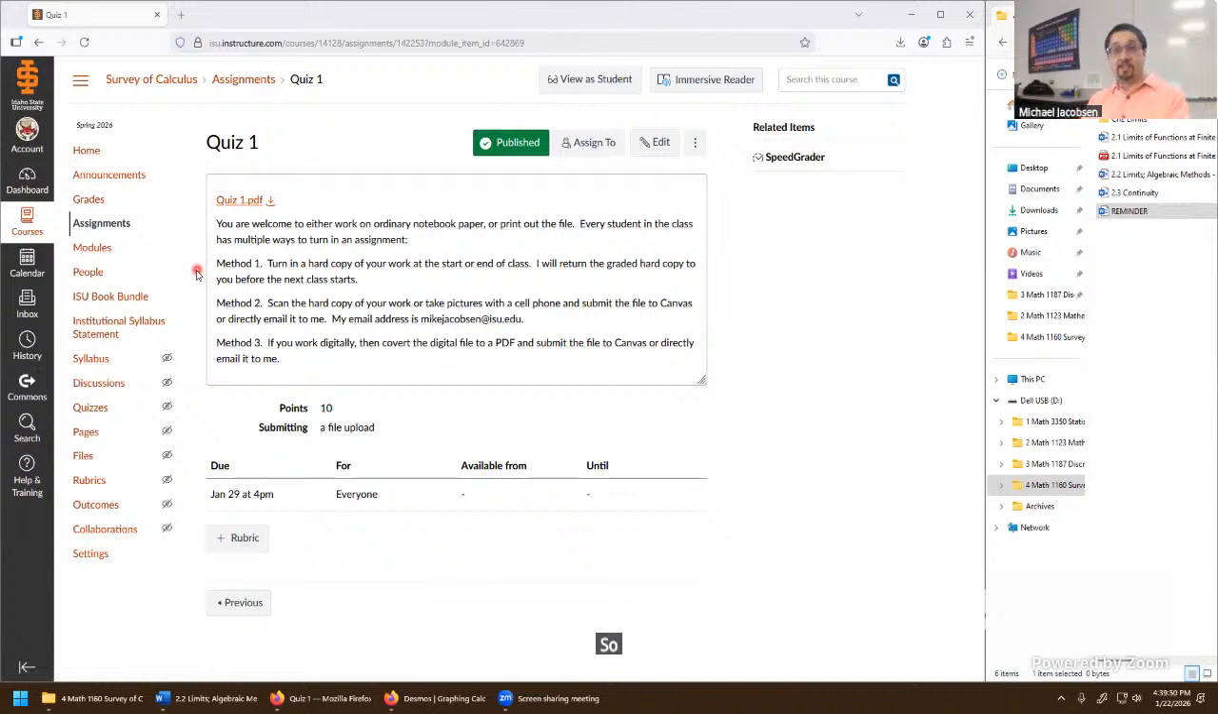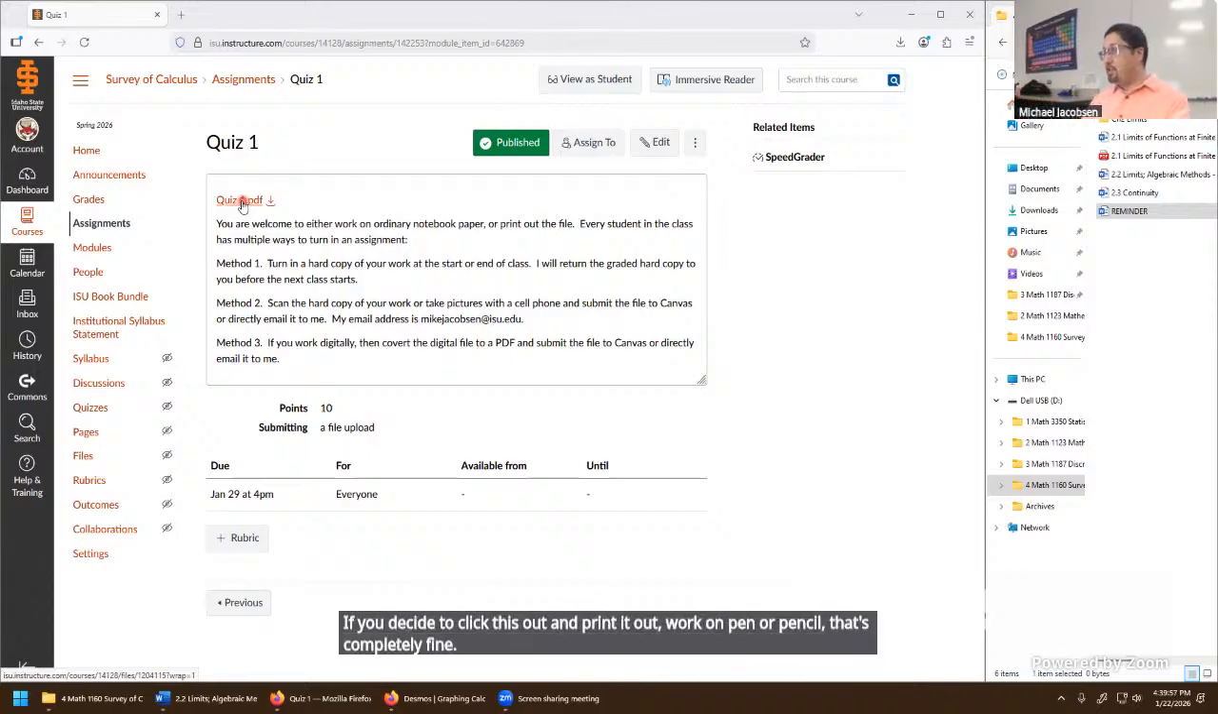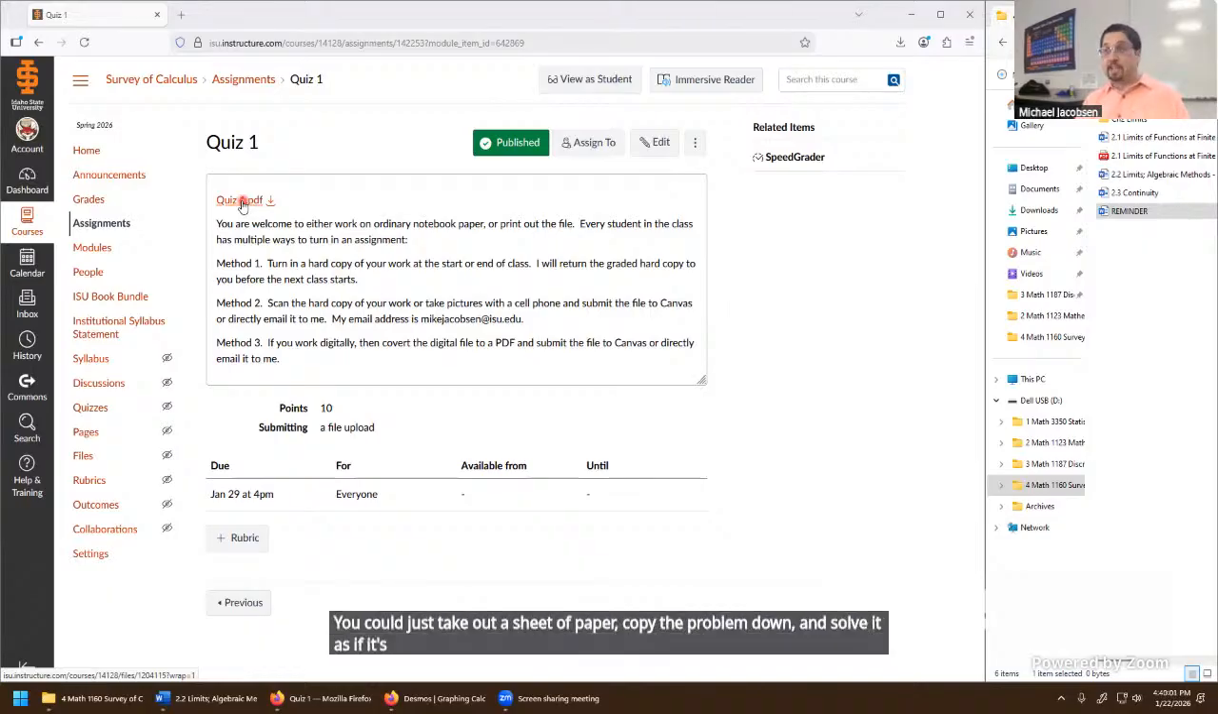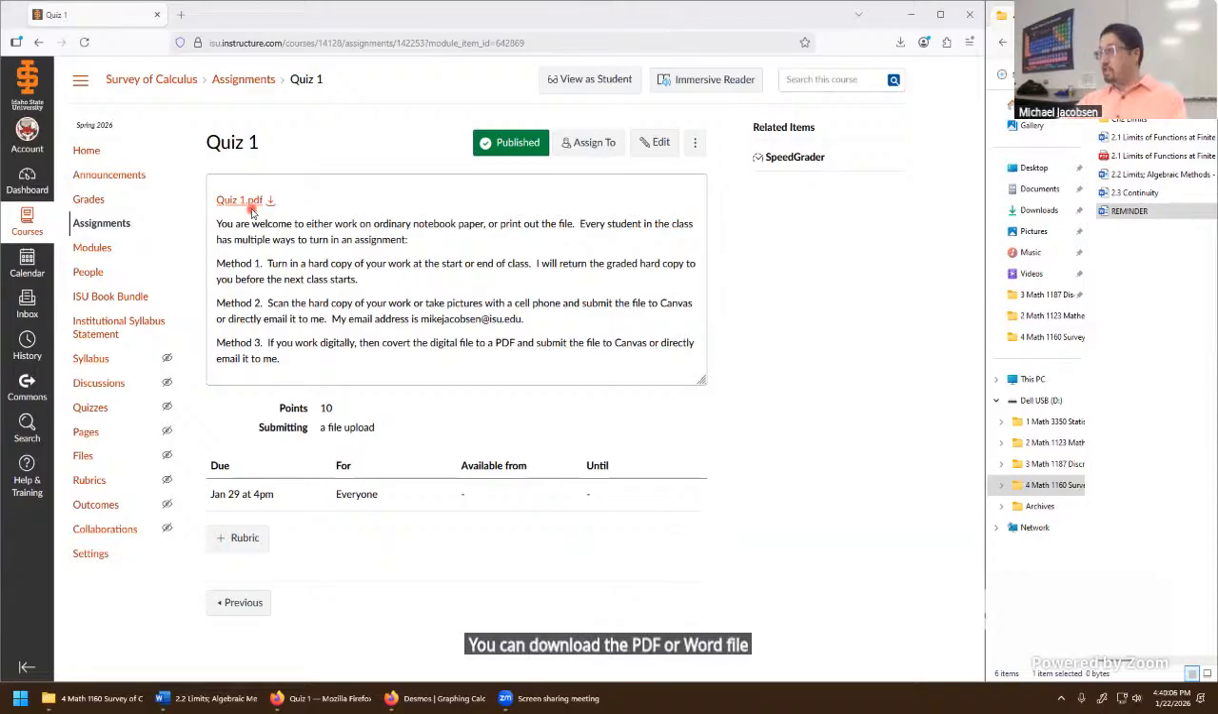So again, there's lots of ways to do these. If you decide to print it out and work in pen or pencil, that's completely fine. You could just take out a sheet of paper, copy the problem down and solve it as if it's a problem out of a book, for example. You can download the PDF or Word file, annotate it working digitally, and send it in as well. So these are the different methods you can send it in: either a hard copy or submitting the file directly to Canvas, whether you're working digitally or scanning your work.